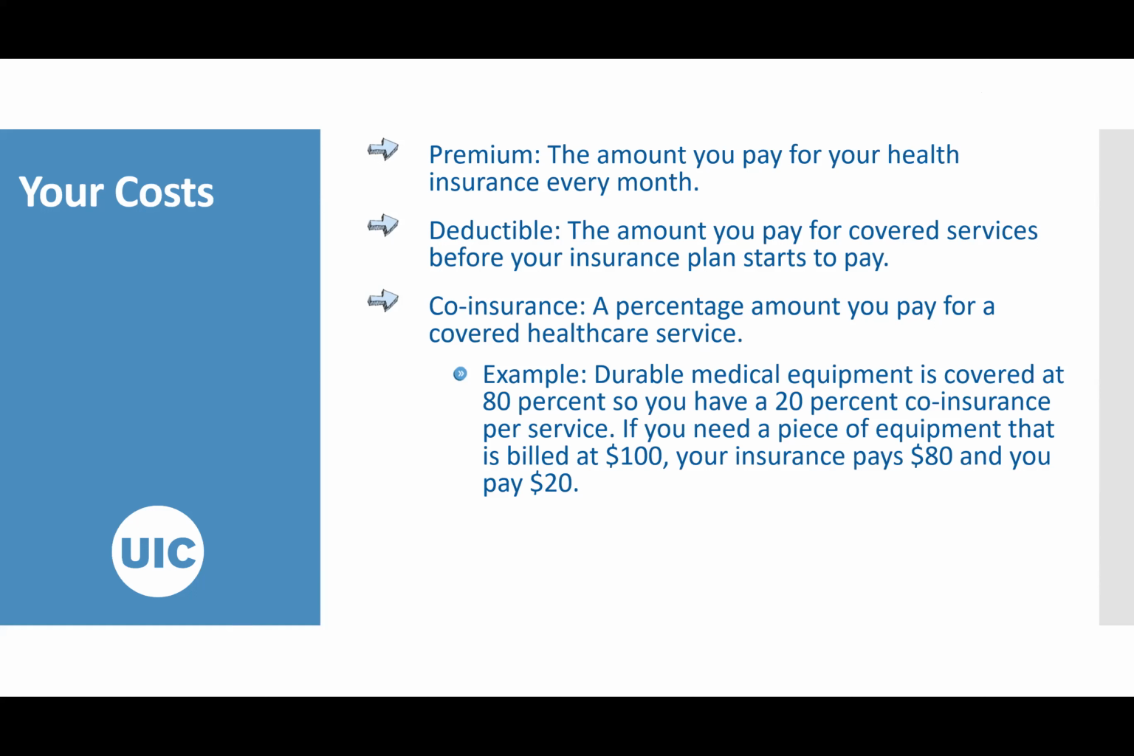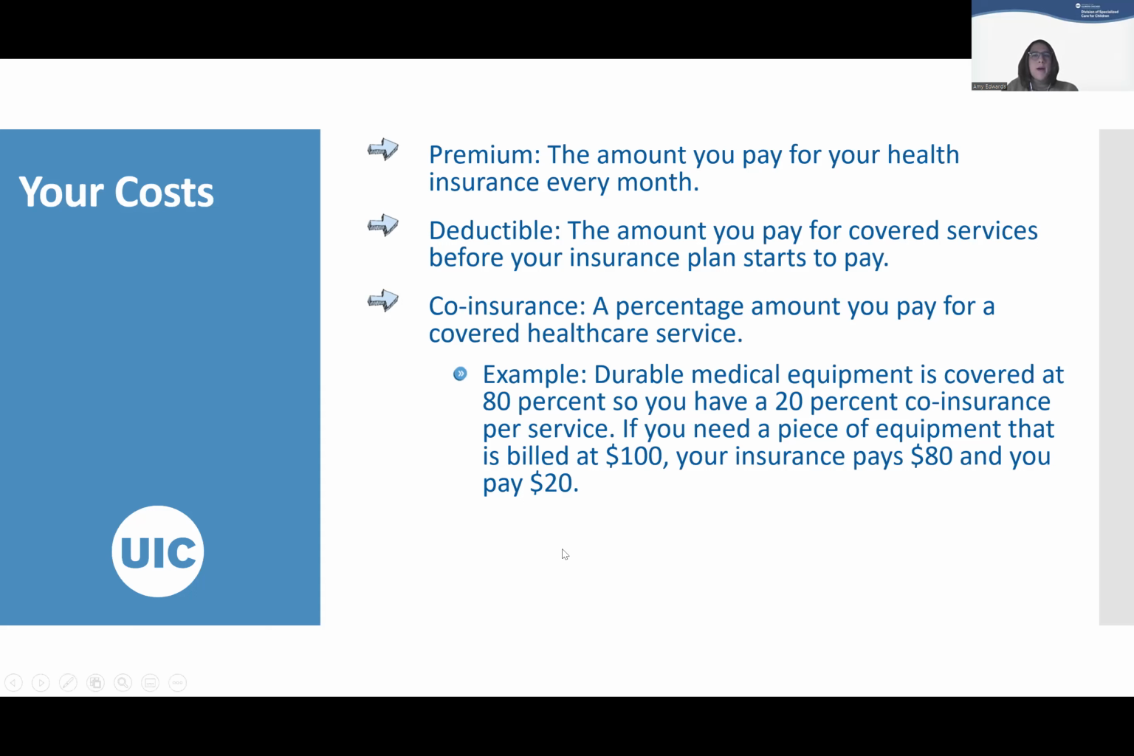A premium is the amount of money you pay for your health insurance every month. Usually if you get health insurance through a job, your employer will pay part of this amount, so it's less expensive for you. A deductible is the amount you pay for covered services before your insurance plan will start to pay. So you could have a $1,000 deductible that you have to meet before your insurance company will start paying for anything under that plan. Deductible amounts vary, and you can have different deductibles for different services, like your medications or for out-of-network benefits.